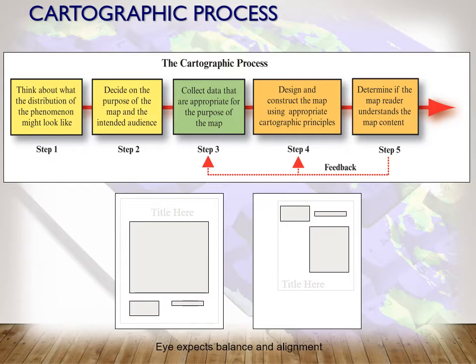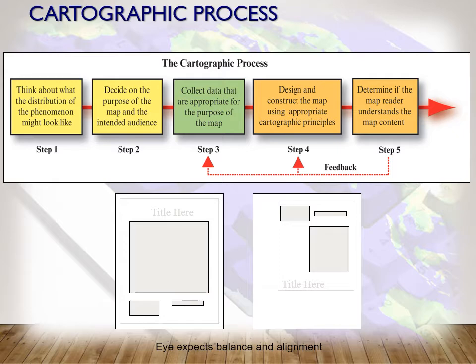So you want to collect data for the purpose of the map in step 3, design the map using principles that we'll learn in this chapter, and then you might want to show the map to a few people that are included in the intended audience to see if the map makes sense. And if it doesn't, you may have to go back to step 3 and step 4 to continue to make the map better and better until you are satisfied and that the objective that you have will be interpreted by the intended audience.